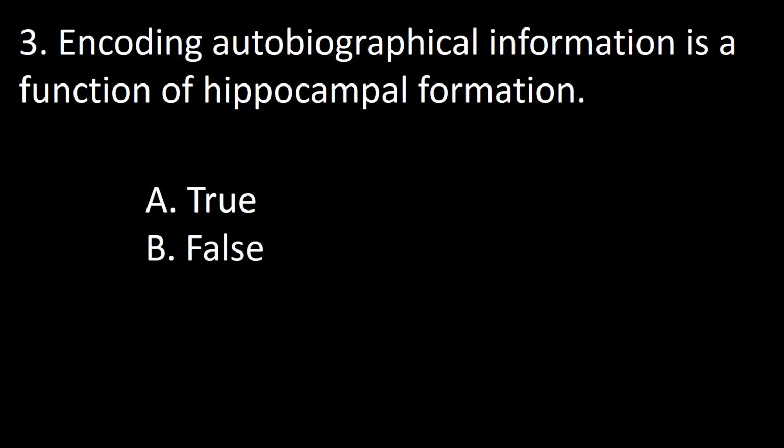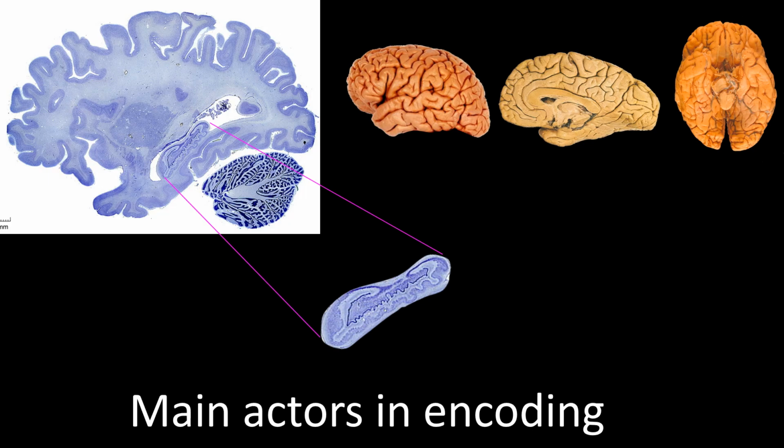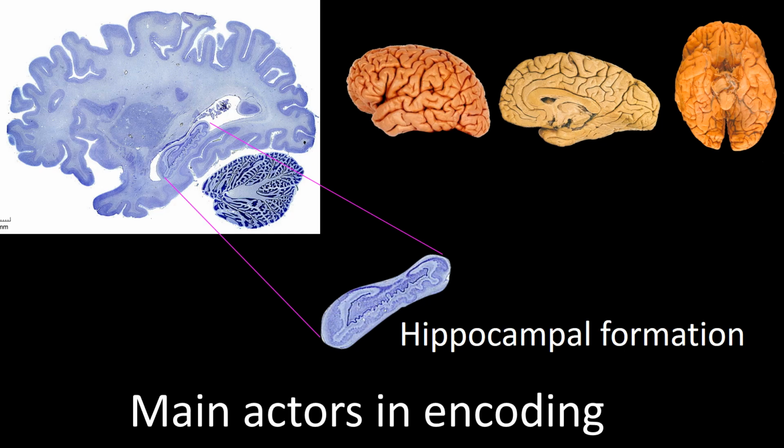Next question. Encoding autobiographical information is a function of the hippocampal formation. A, true. B, false. Encoding is defined as the transfer of working memory to long-term memory. The main structures involved in encoding explicit memory and maybe some of the types of implicit memories are the hippocampal formation and the cerebral cortex. The areas of the cerebral cortex involved in memory are the association areas. These areas are present in the lateral, mesial, and inferior surfaces of the cerebral hemispheres.